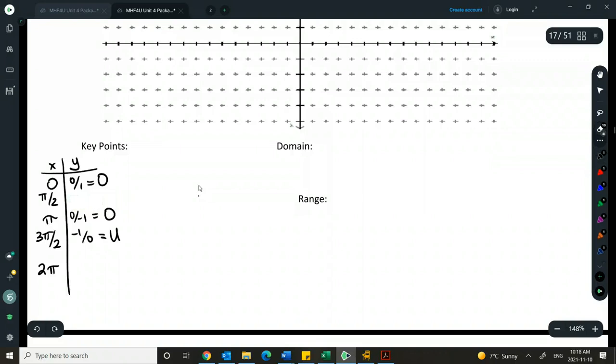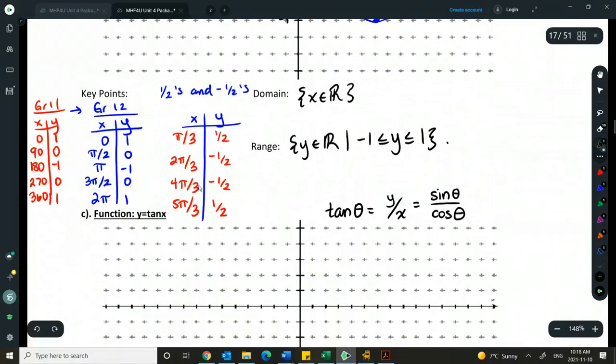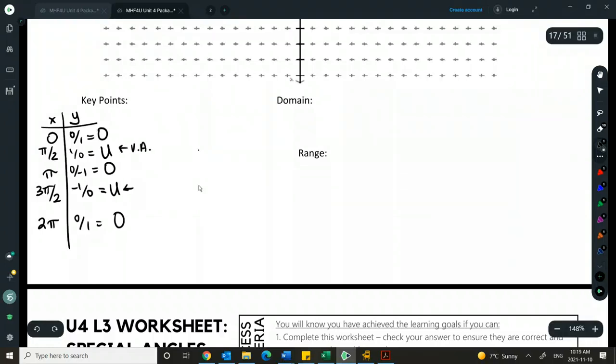I'm just going to do this one in black. And then for our last one, 2 pi, we're going to do 0 over 1. And that should give us 0. All right, the undefined values. These are locations of vertical asymptotes. So we actually have vertical asymptotes at both these locations here.